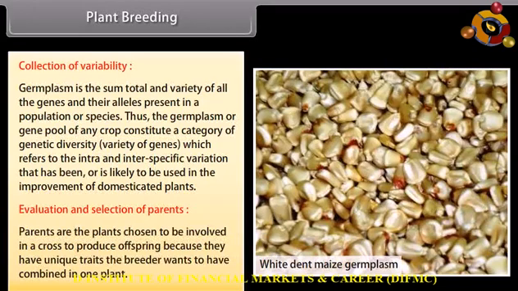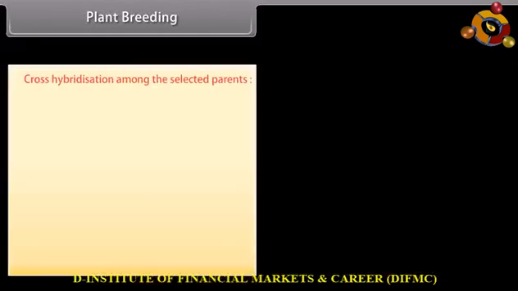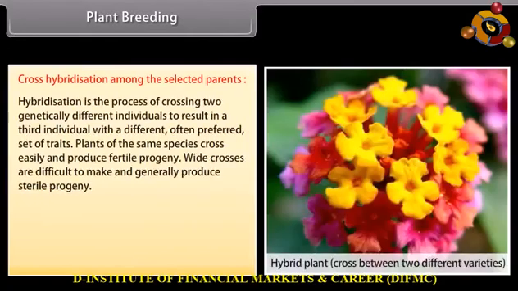Parents are the plants chosen to be involved in a cross to produce offspring because they have unique traits that the breeder wants to have combined in one plant. Cross hybridization among the selected parents. Hybridization is the process of crossing two genetically different individuals to result in a third individual with a different, often preferred set of traits. Plants of the same species cross easily and produce fertile progeny. Wide crosses are difficult to make and generally produce sterile progeny.